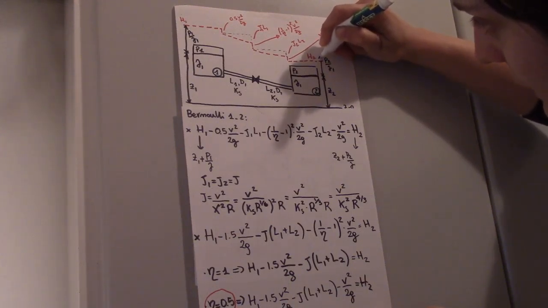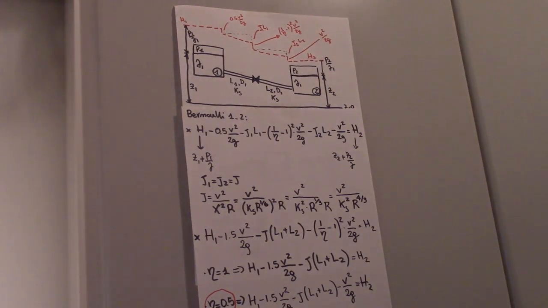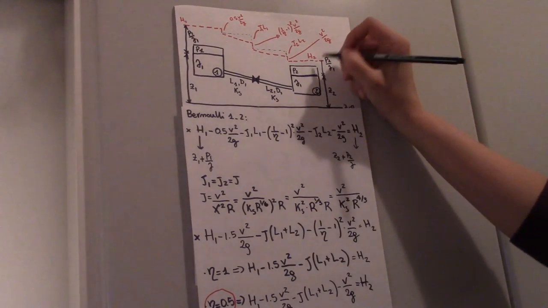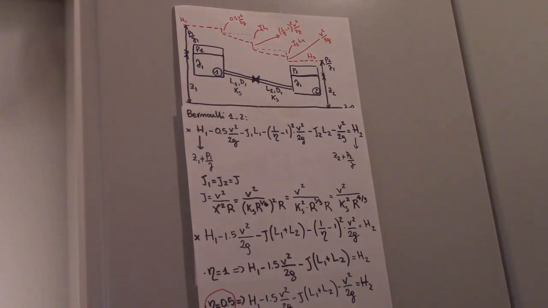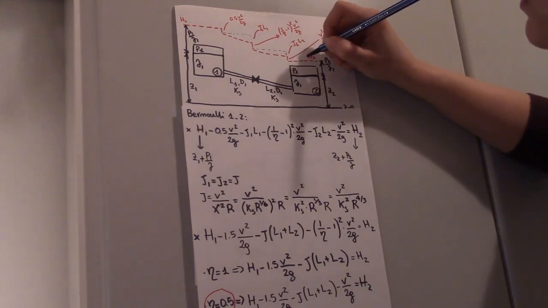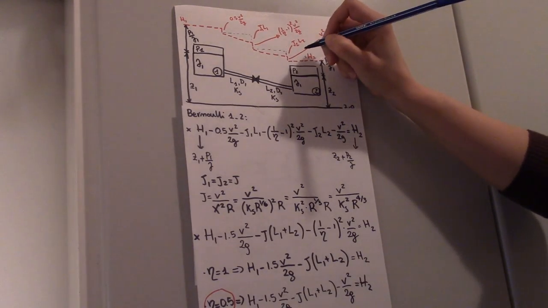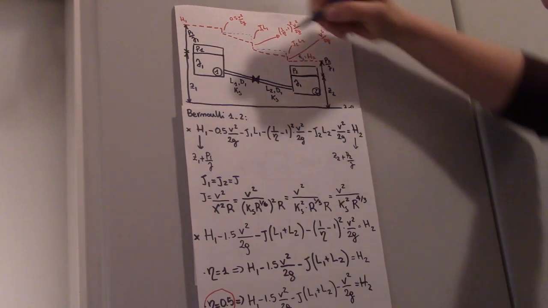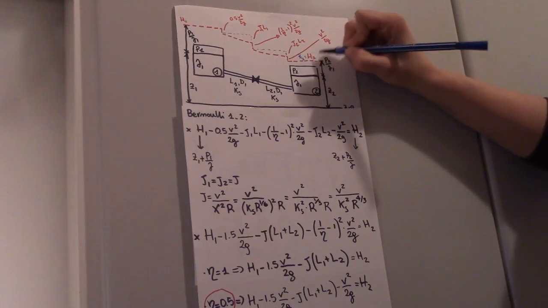So basically just try to forget this little part. Okay, and again, if we want to evaluate the piezometric head, we have to take this line and decrease it of the kinetic height.